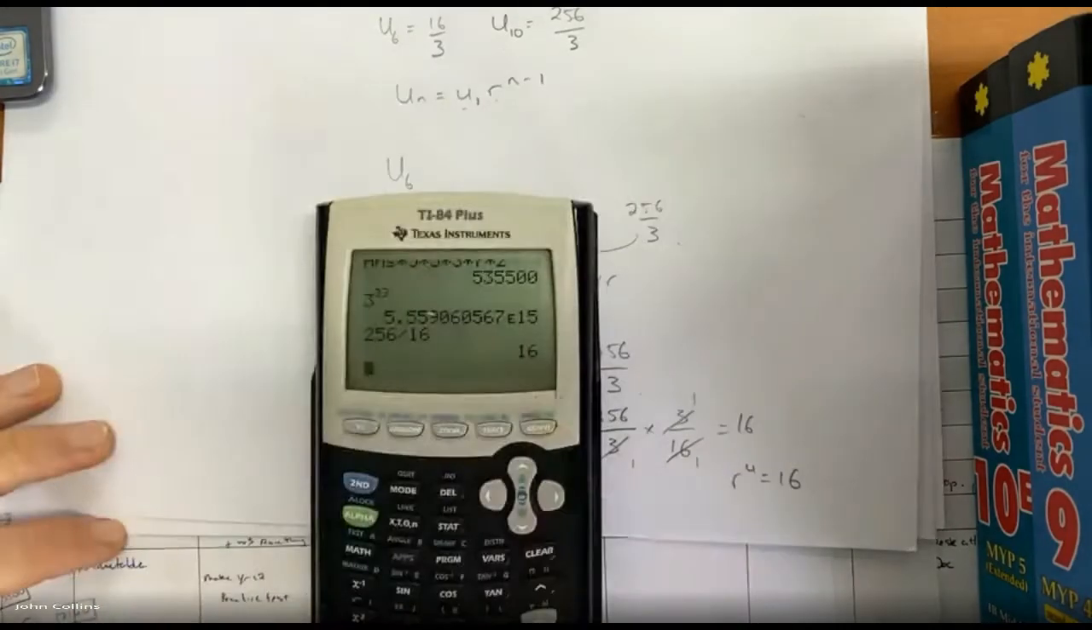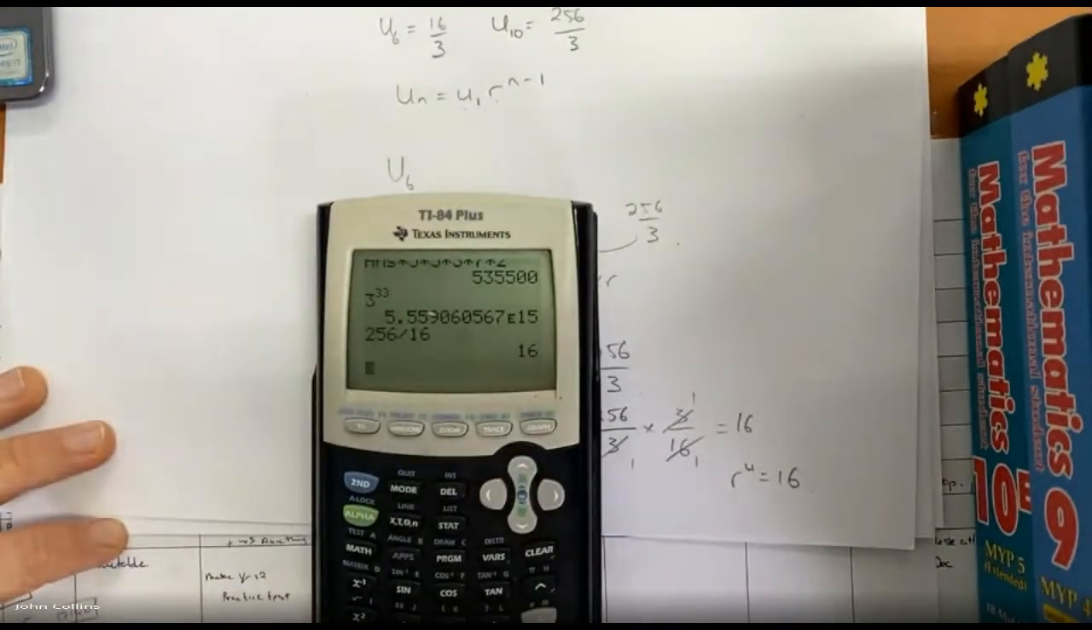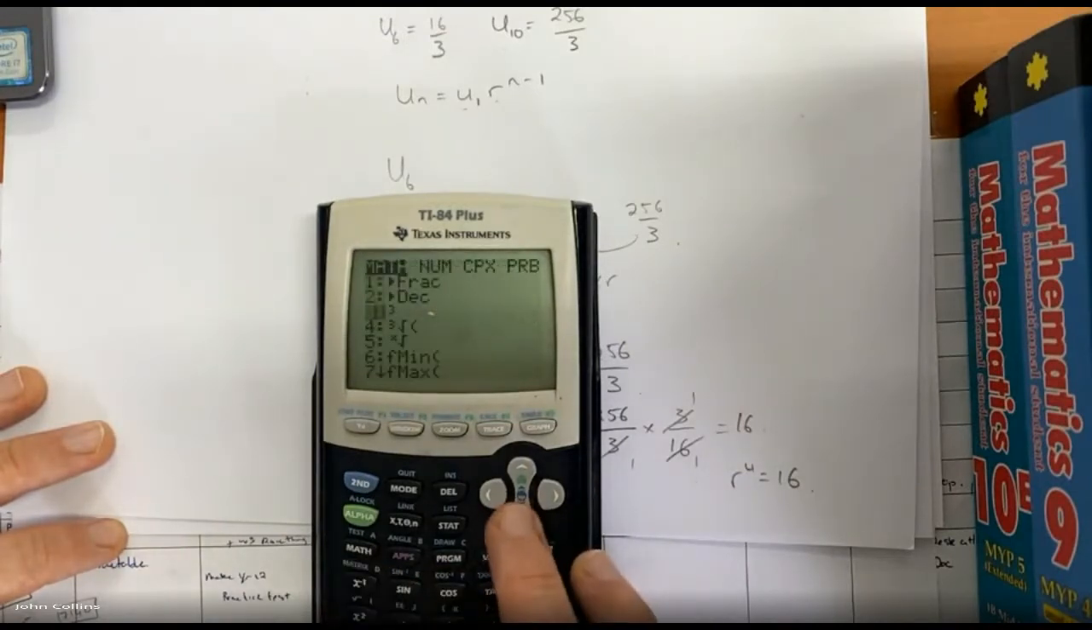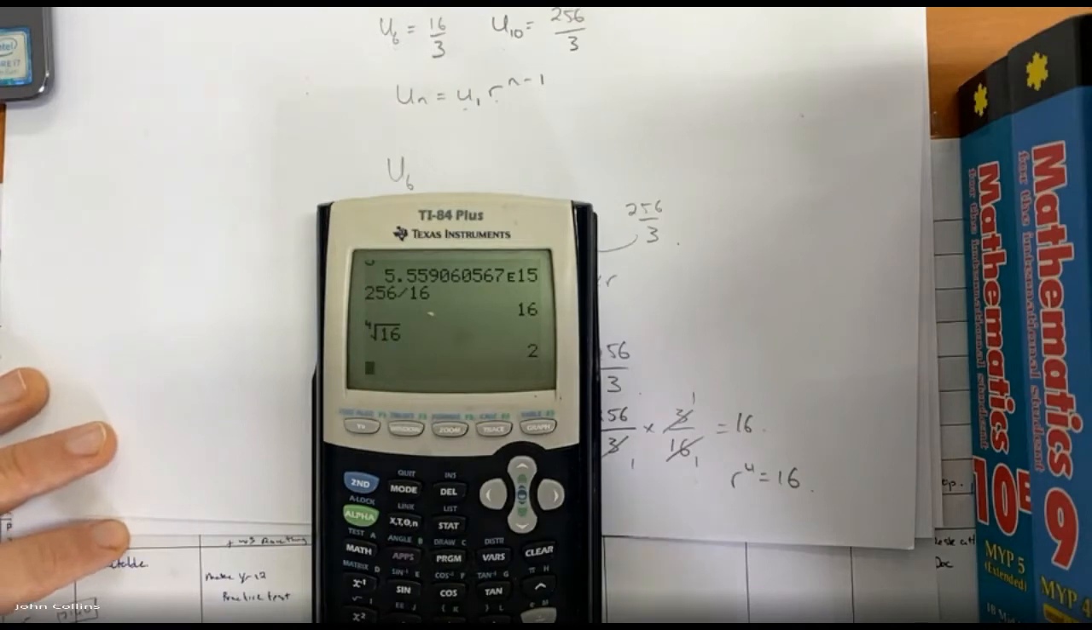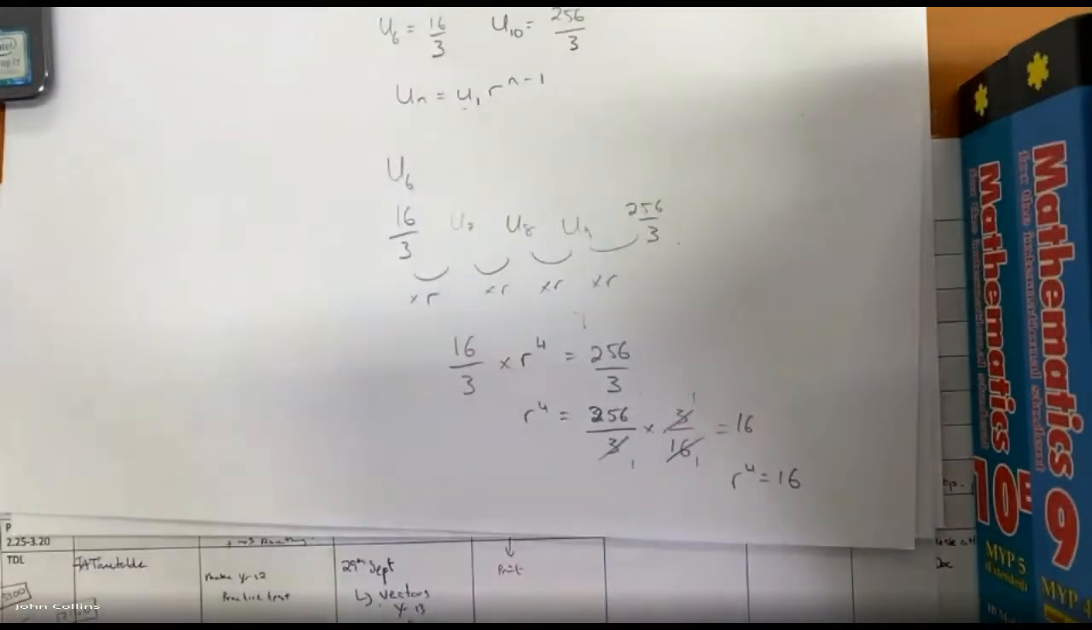4th root. Not sure how to get that. Yeah, 4th root. So press 4 and then go to math. Go down to number 5, press enter, and that gives the 4th root, and then press 16, and that gives 2. Okay. And that is the ratio. So I can use that ratio then to work back and perhaps find the first term.